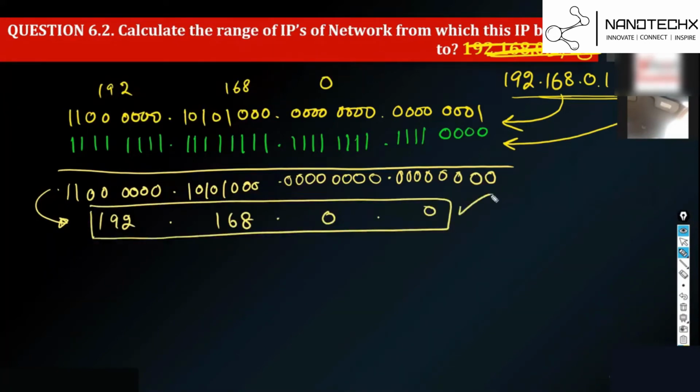We found one thing. Now again, the same thing we have to do. We have to find the value of H, and then the number of H bits needs to be converted. So what is the value of H here, guys? Can somebody tell me what is the value of H?